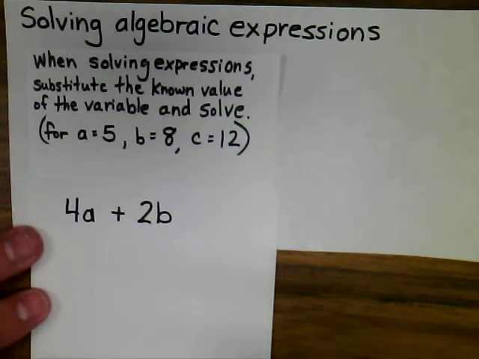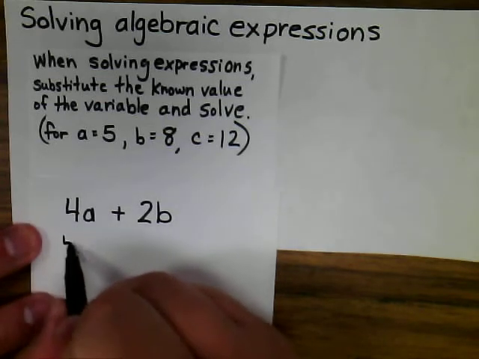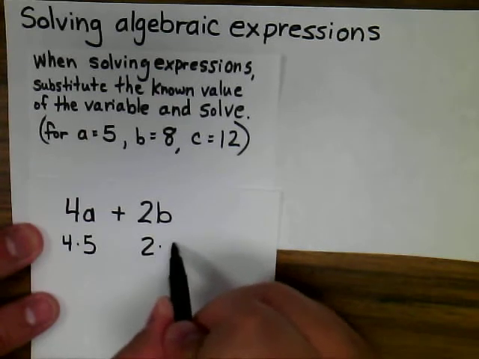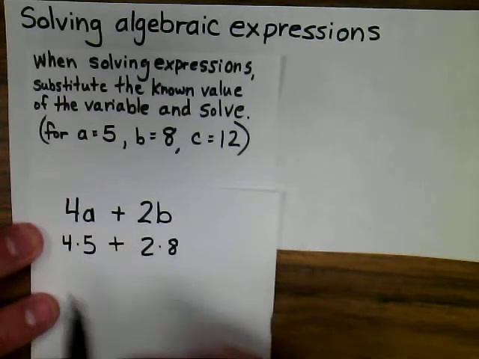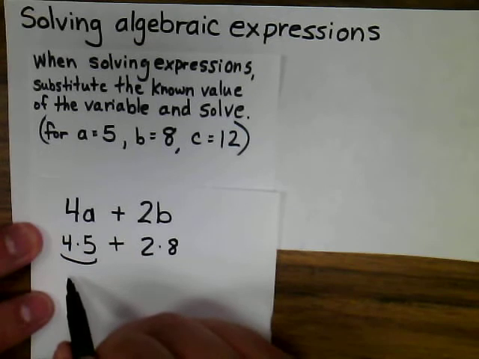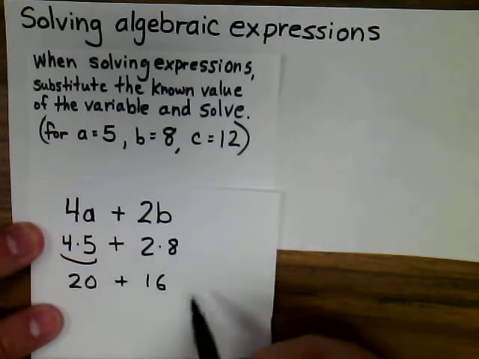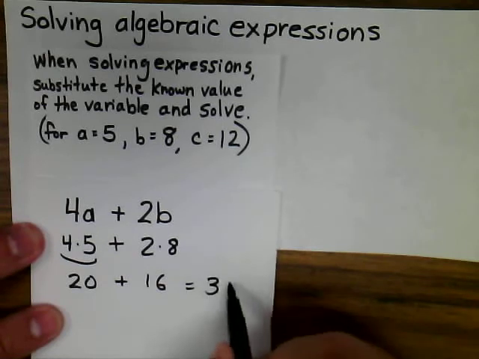We have two coefficients here, so 4 times A will be 4 times 5, and 2 times B will be 2 times 8. And again, we want to follow the order of operations. 4 times 5 is 20, and 2 times 8 is 16, and then we can add to get our solution 36.